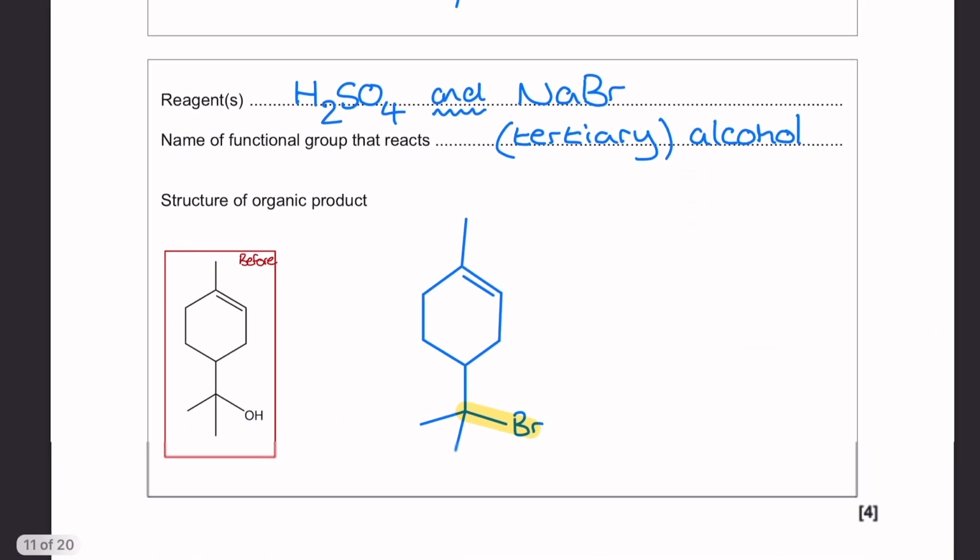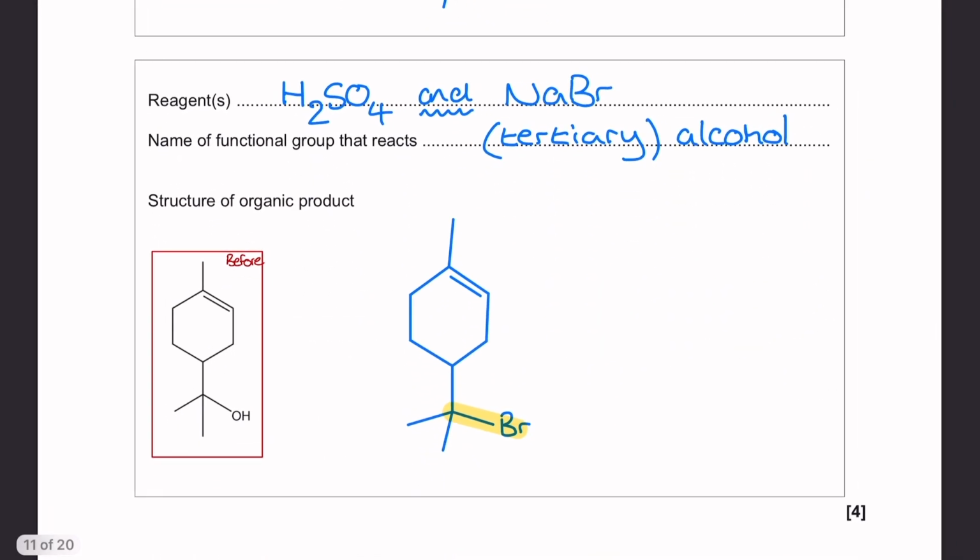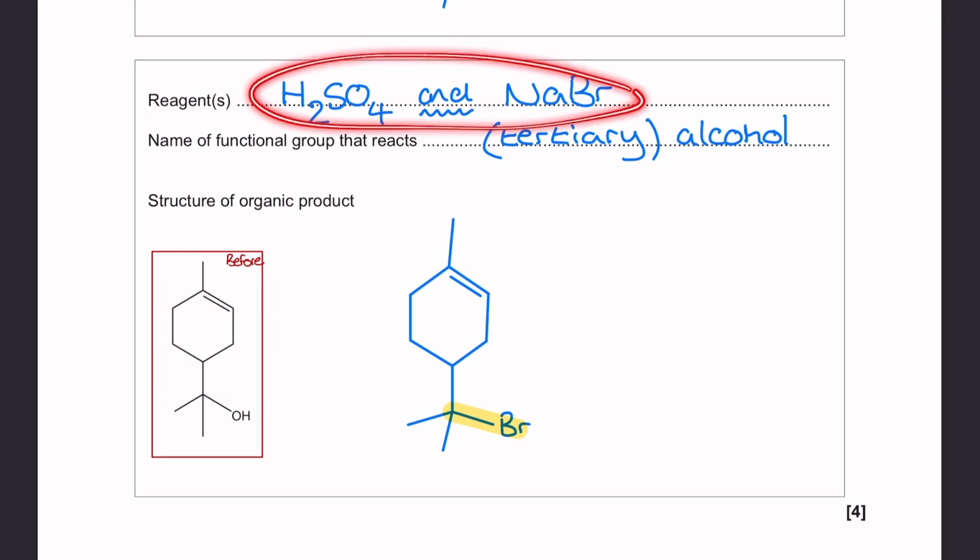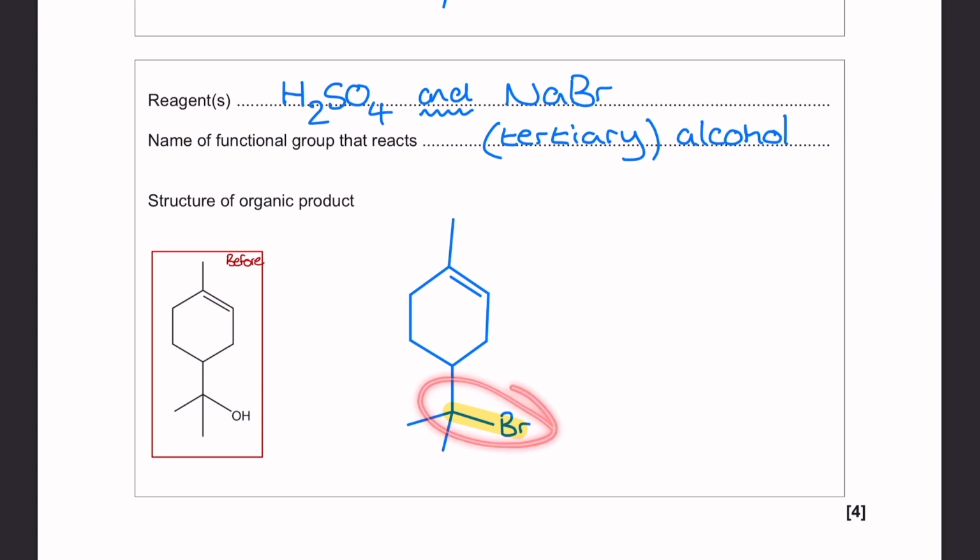Next up, I've got a tertiary alcohol group. It's down here at the bottom, just there. And so I'm going to suggest for module 4 that we react this with H2SO4 and NaBr. And that gives my bromine product just here at the end. So this tertiary alcohol becomes this structure just here.